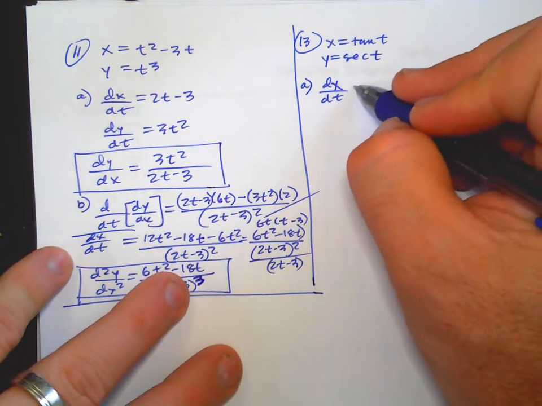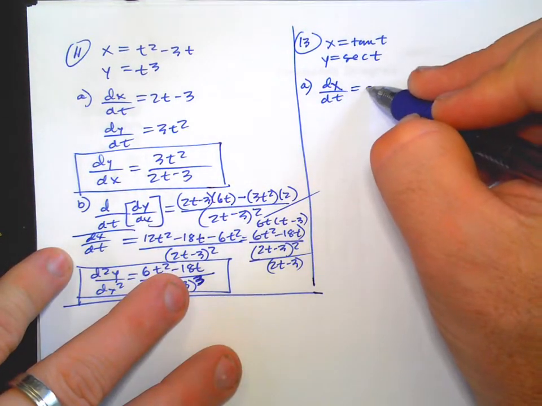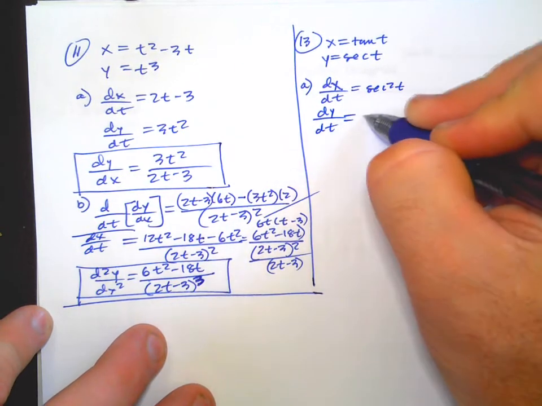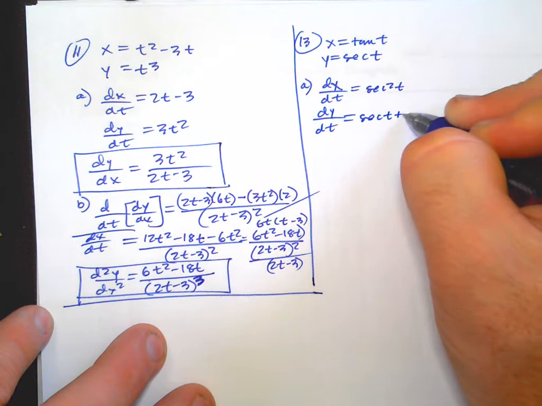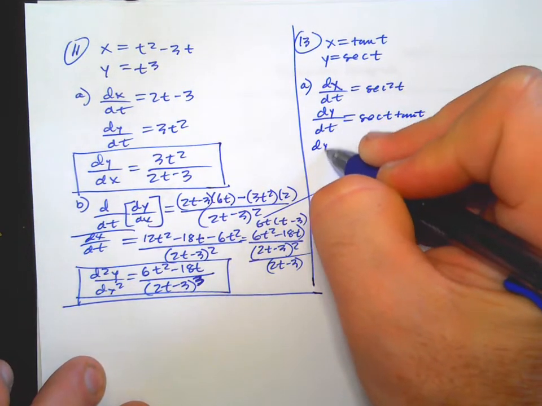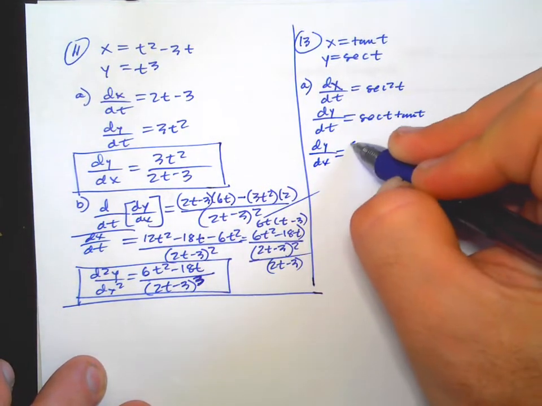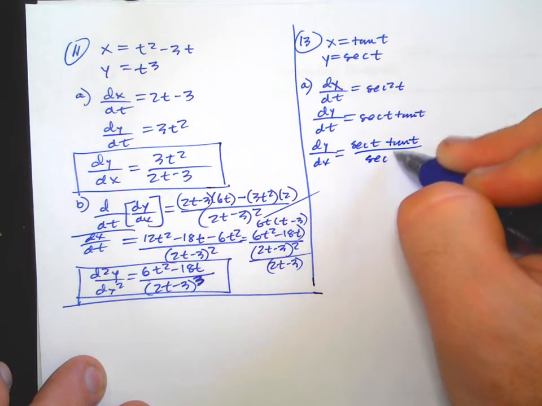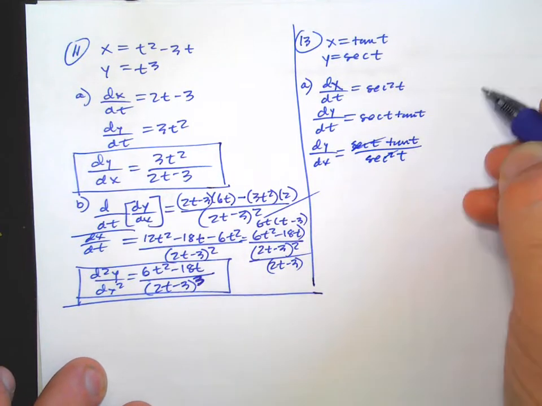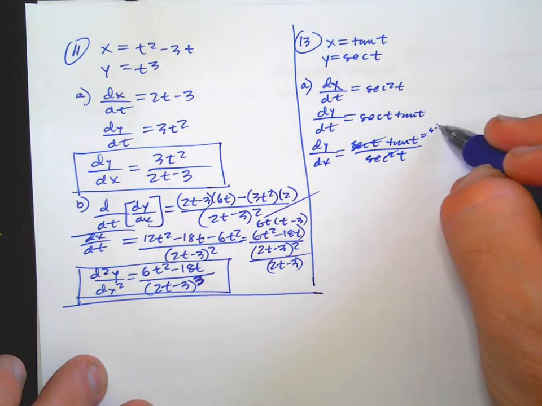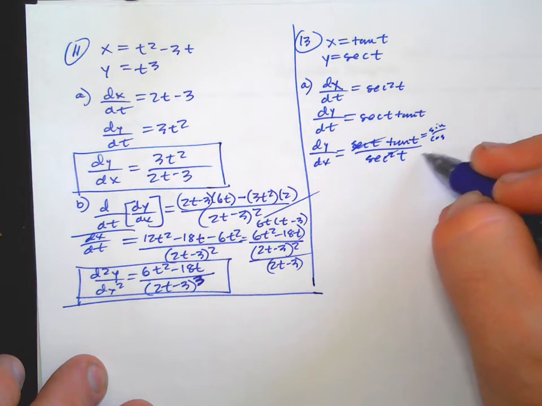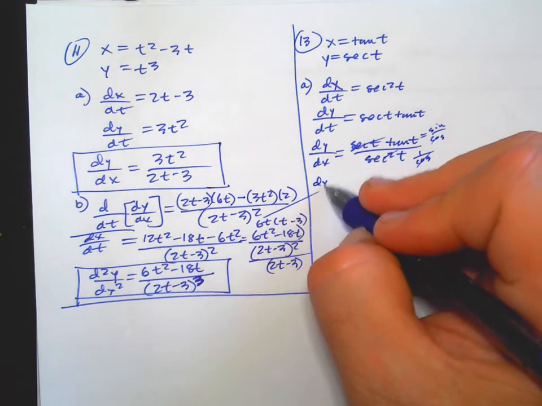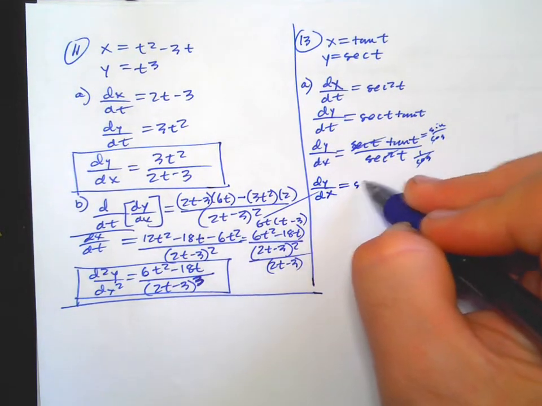Okay. dx dt equals tangent. Derivative of tangent is secant squared. dy dt equals secant tan. dy dx is going to be secant tan over secant squared. Tangent is sine over cosine, and secant is 1 over cosine. So in cosine, dy dx ends up just being sine t.